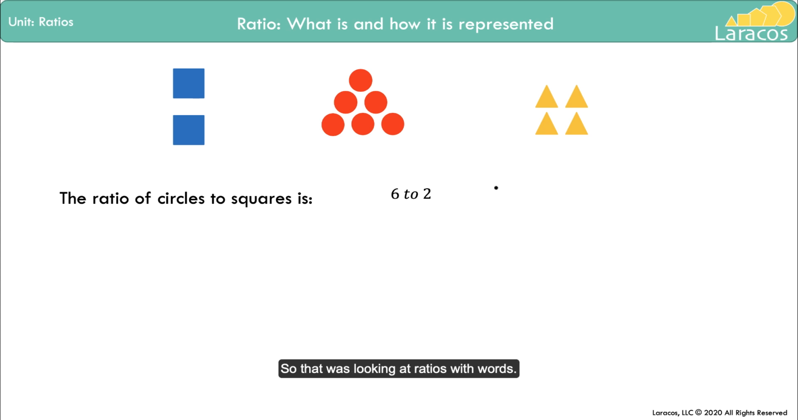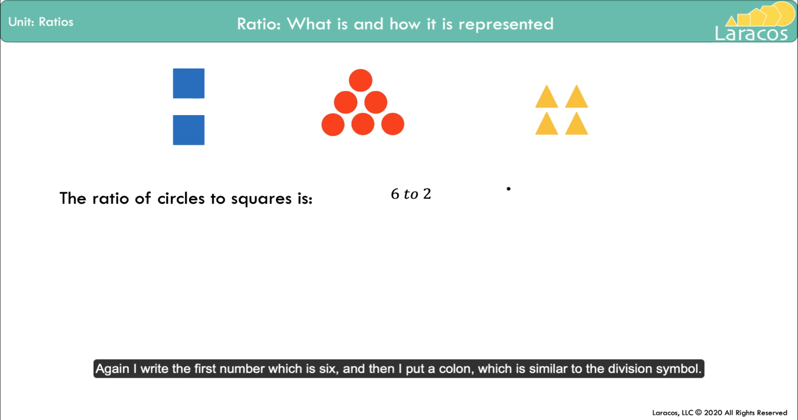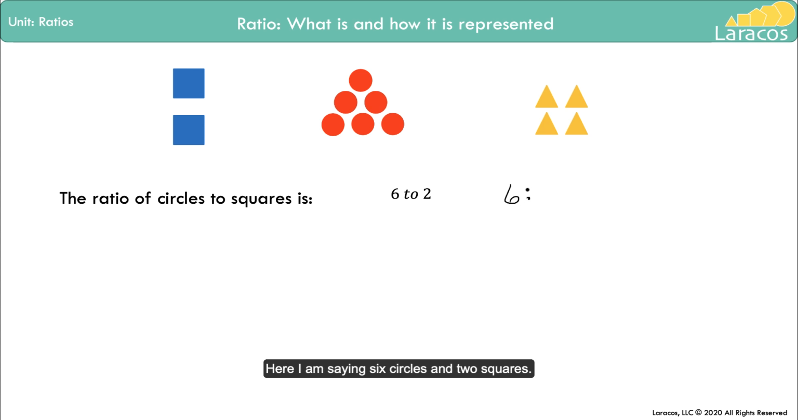So that was looking at ratios with words. Another way to write a ratio is through the use of a colon. Again, I write the first number, which is 6, and then I put a colon, which is similar to the division symbol. Here, I am saying 6 circles and 2 squares.